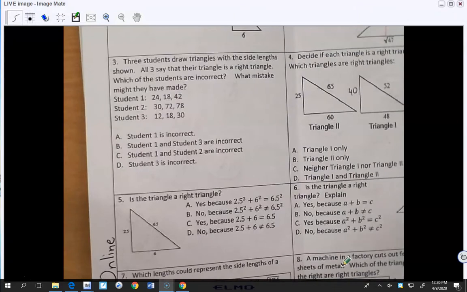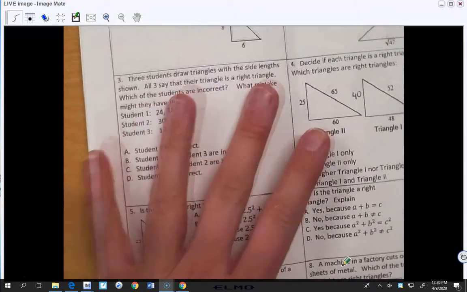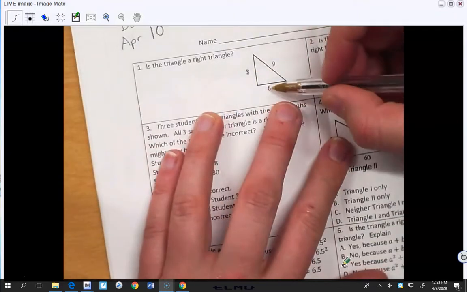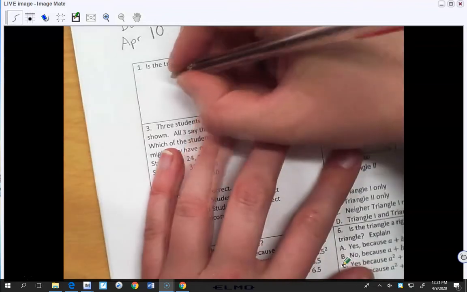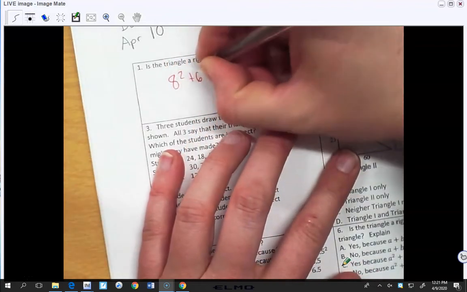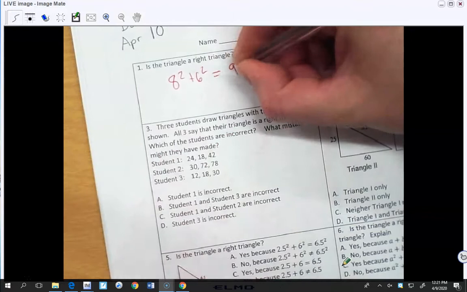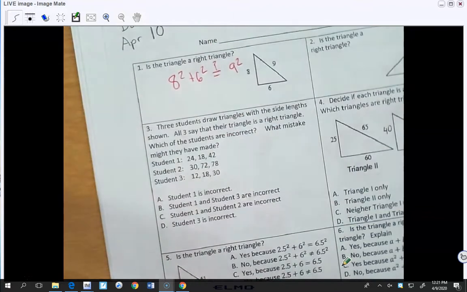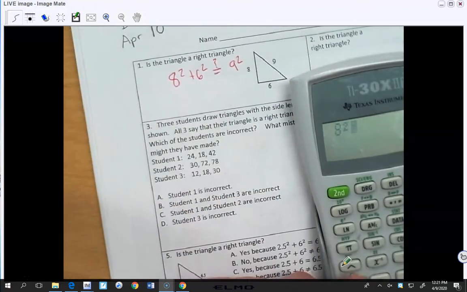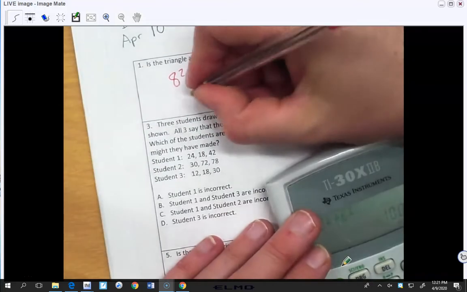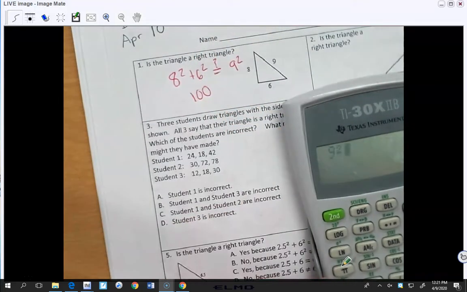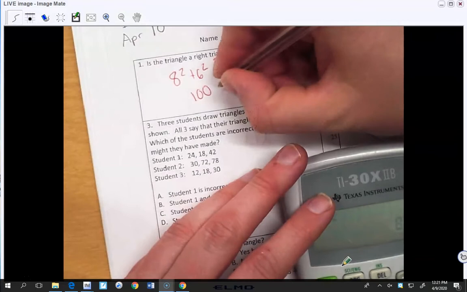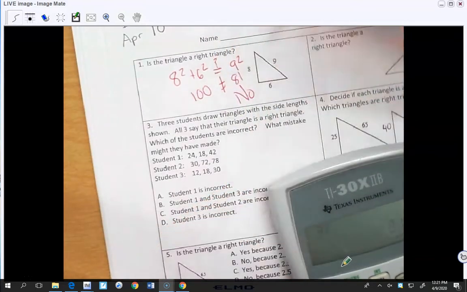I'm going to start with number 1, just to make sure you've got the idea. Does 8 squared plus 6 squared equal 9 squared? 8 squared plus 6 squared, question mark above it, 9 squared. So I type in 8 squared plus 6 squared, and I get 100. I type in 9 squared, I get 81. They are not equal to each other, so no, that is not a right triangle.